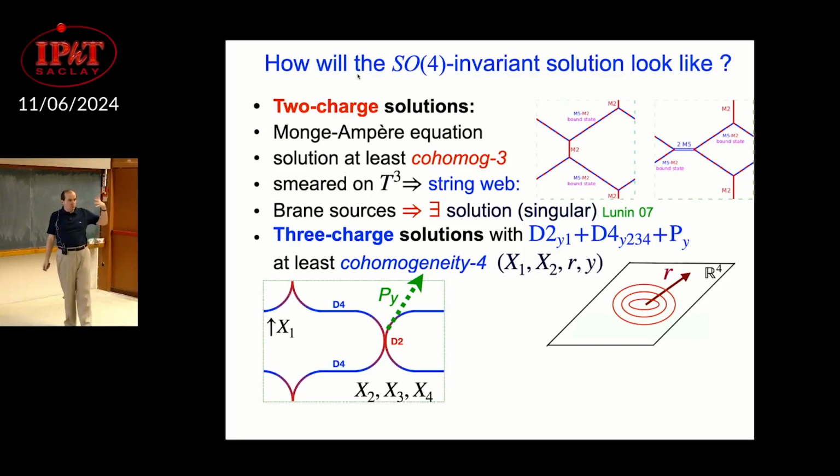There's a one-to-one map between, so he said, if you look at the brane sources and you look at this Monge-Ampère, you can prove that the solution exists. But I don't have a solution. We're nowhere near finding a solution. This Monge-Ampère is a horrible nonlinear equation.